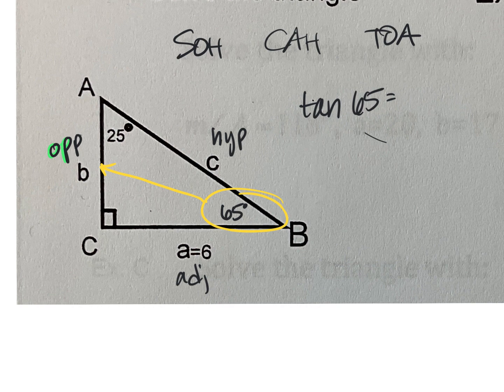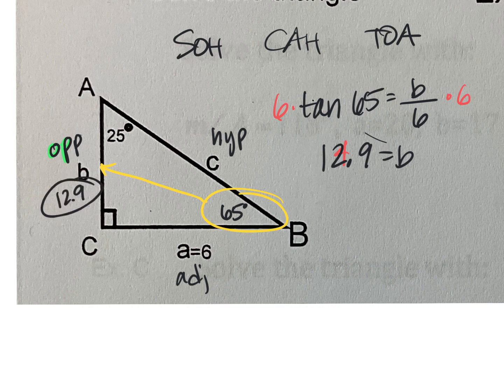Good. What is my opposite? Yeah, it's B over my adjacent, which is 6. What are we going to do to both sides? Multiply by 6. Boom. 6 tan is 65. 4.9, you said? 12.9. And then don't just leave that over there. If you just throw it on your picture, I'm good with that. Okay, peeps. We got B was 12.9.